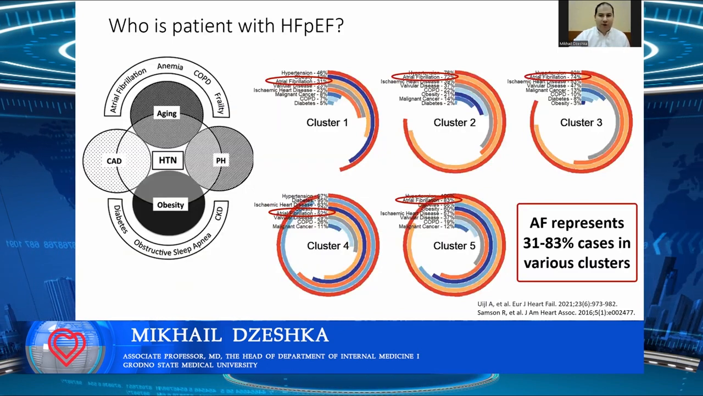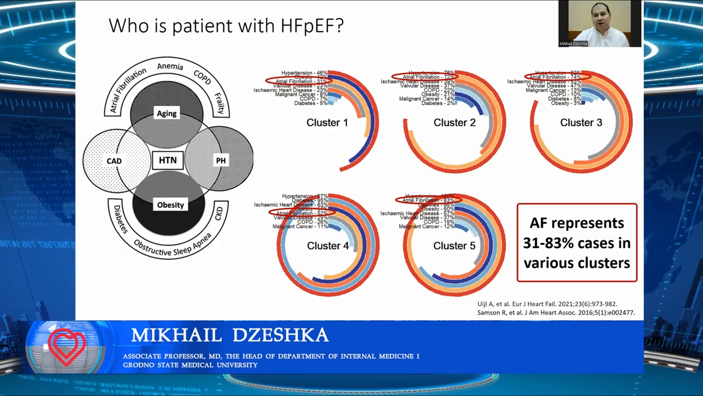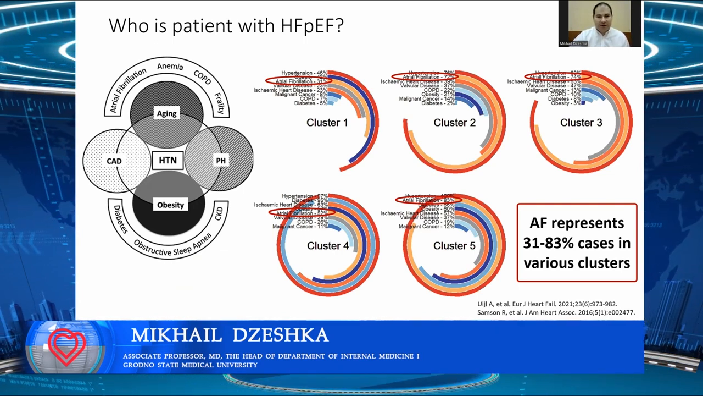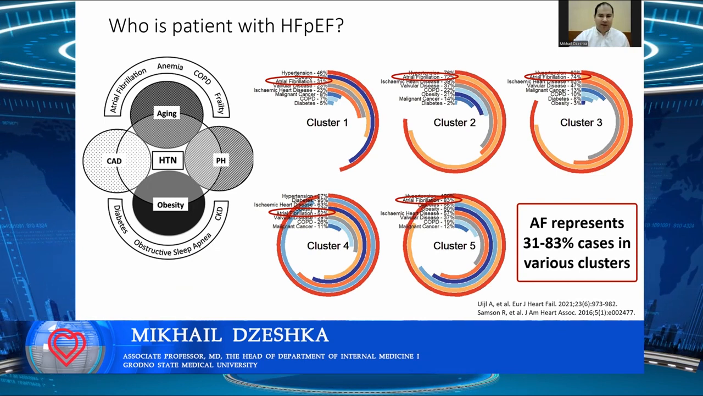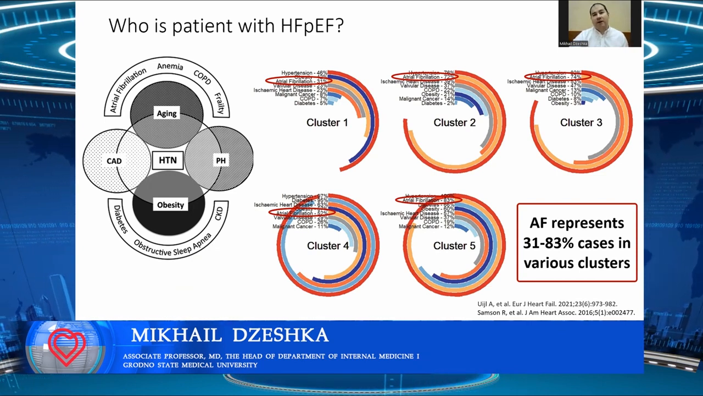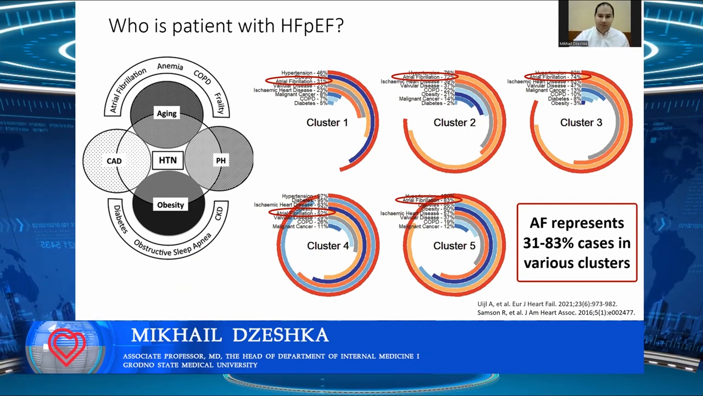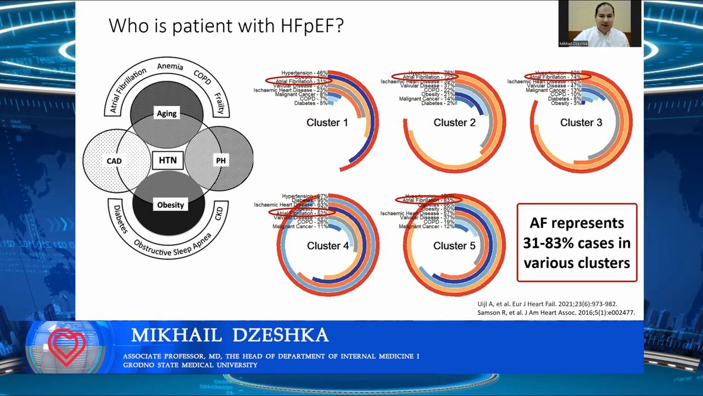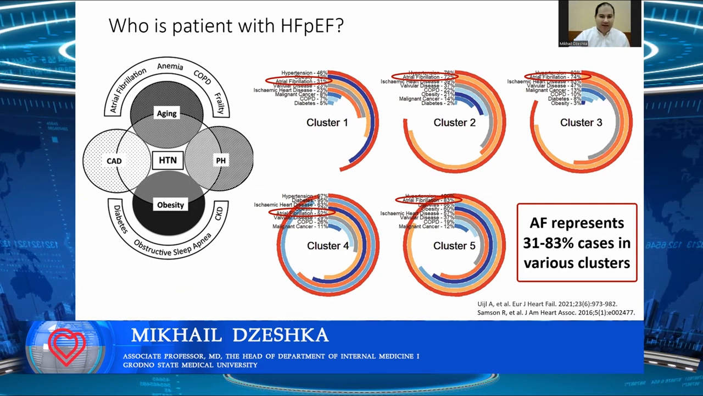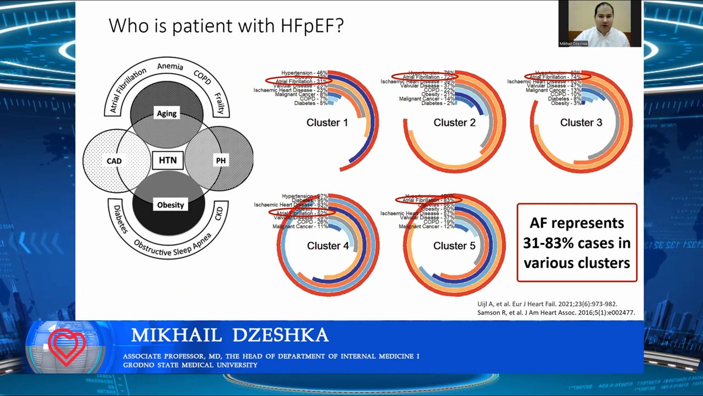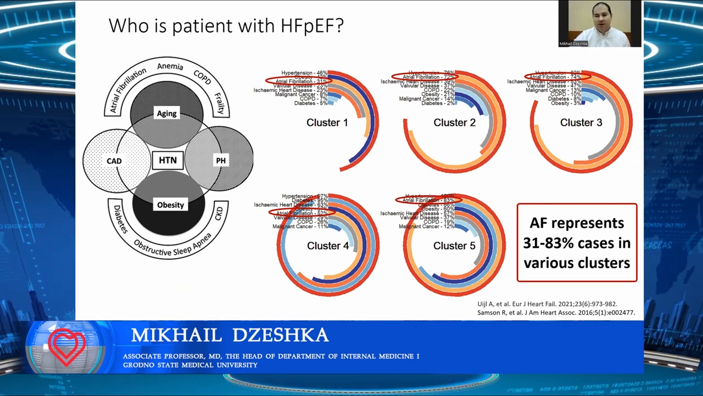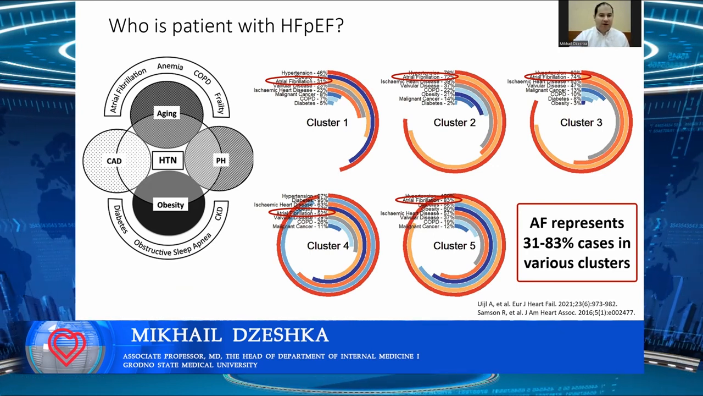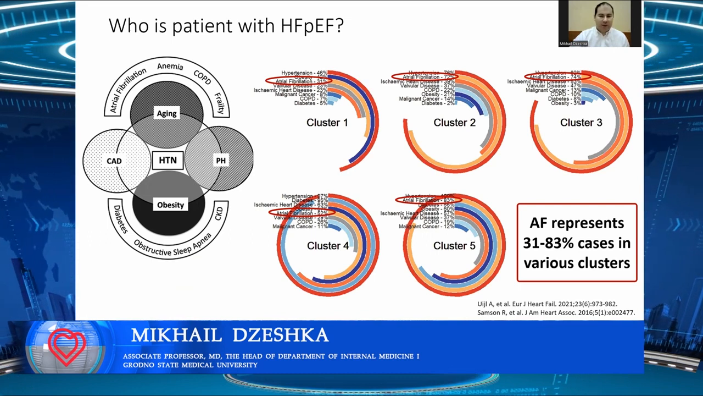Following failure to achieve their primary endpoints in randomized controlled trials, attempts have been made to find specific phenotypes in which the studied treatment could be effective. Indeed, patients with heart failure with a preserved ejection fraction represent a heterogeneous population. Interestingly, atrial fibrillation is tightly linked to heart failure with a preserved ejection fraction, and it was present in every patient group or cluster in one of such studies, representing 31 to 83% of cases.